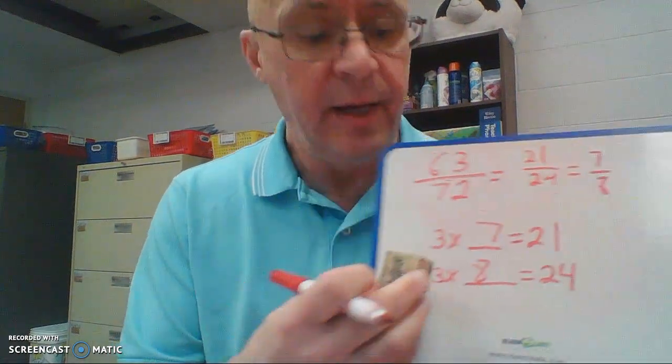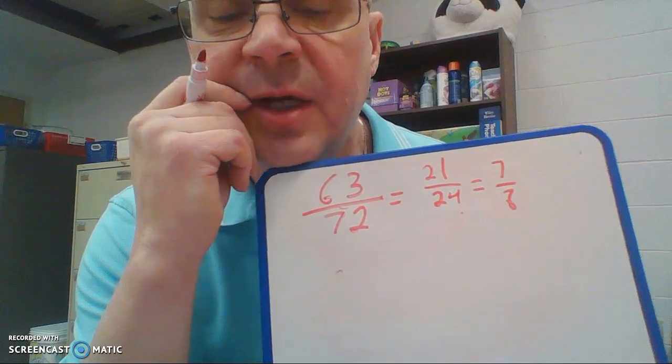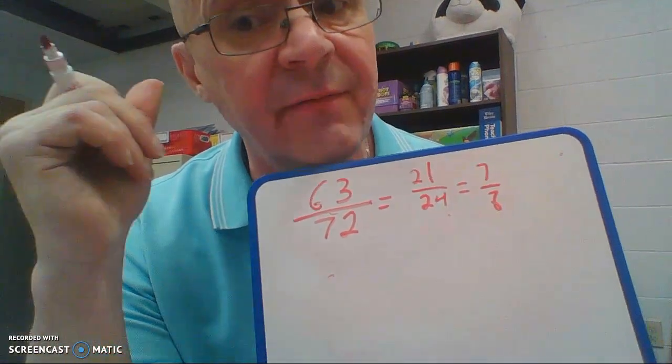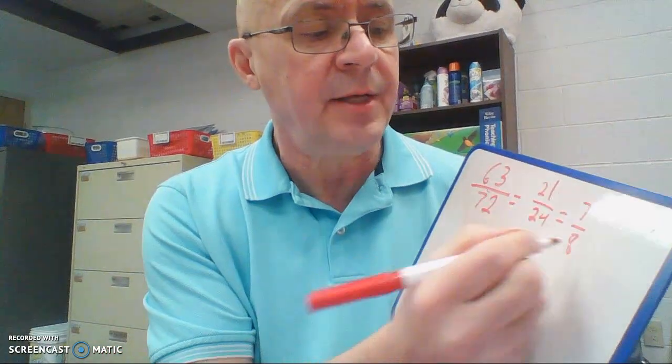Now, is 7/8 in lowest possible form, or can you go farther? Well, 7 is a prime number, so you can only divide it by 1 or 7, and 8 is not divisible by 7. So the answer is 7/8.